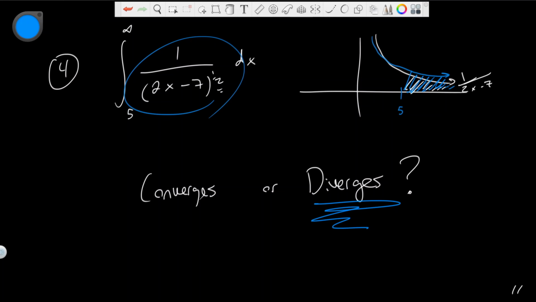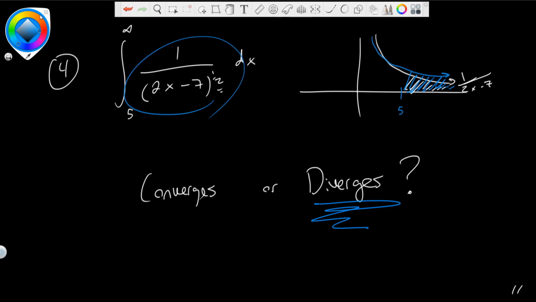In example number 2, we might have wanted to know what the area under that curve was, but we didn't. We just established that it converged. But here, it doesn't matter if we want to know what the area under the curve is, because it most definitely diverges. It's an infinite area.